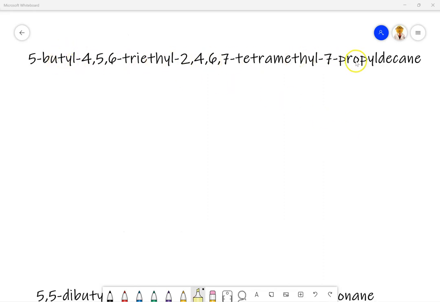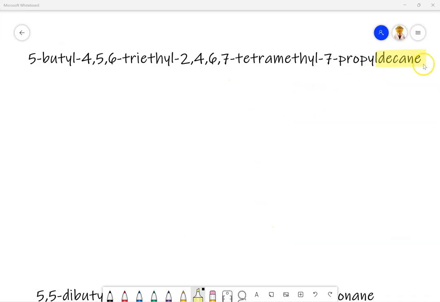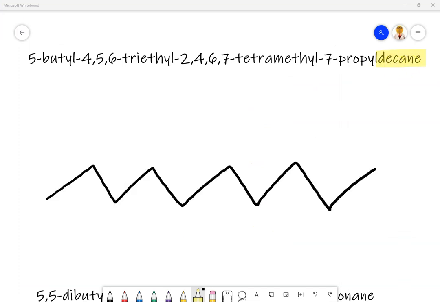Okay, in the first example, we look all the way at the very end, and we see that the parent chain is decane. The prefix dec means that there are 10 carbon atoms in the parent chain, and the ane suffix tells me that they're all connected by single bonds. So there we go, 1, 2, 3, 4, 5, 6, 7, 8, 9, and 10 carbons.